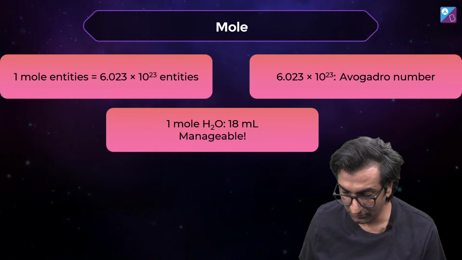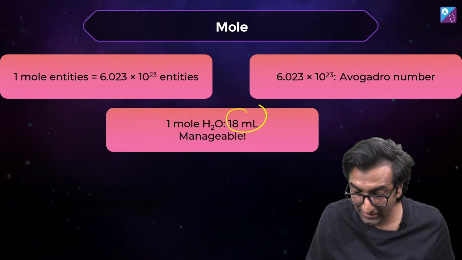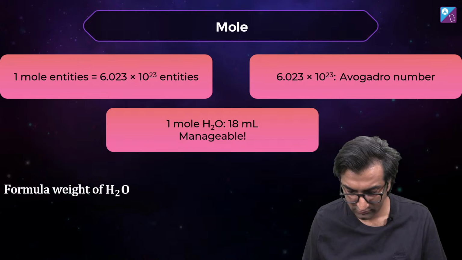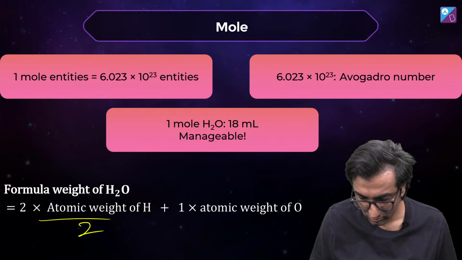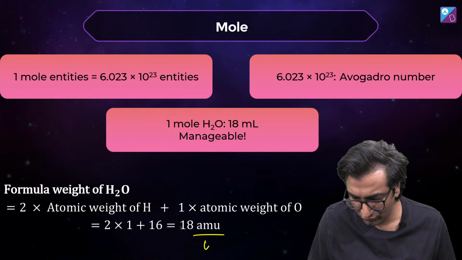Vinod, soon bro, soon. So remember I told you 1 mole is 18 ml. ये कहां से आया था? Formula weight of H2O क्या है? 18U. Yeah, 18. कैसे 18? 2 into 1 plus 1 into 16, which is 18U या फिर AMU is the same thing.